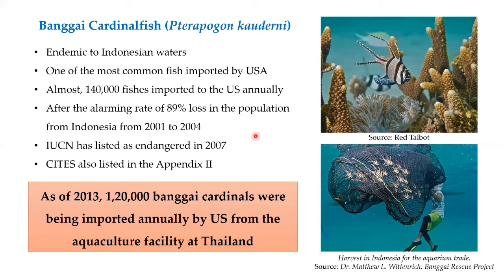So what the IUCN has done is, after so much research, they listed the species as endangered in 2007, and thereby CITES has also listed the species in Appendix 2. I will tell you what CITES is in a bit. And then as of 2013, almost 120,000 Banggai cardinalfish have been imported annually by the US, but from an aquaculture facility in Thailand. So here on the right, you can see there is a big net, and you can see that hundreds of Banggai cardinalfish have been collected by a diver.